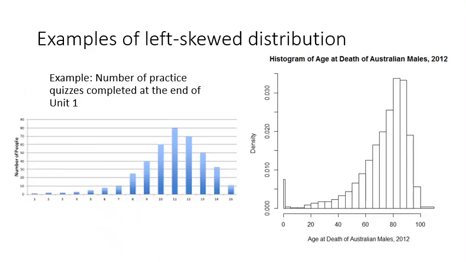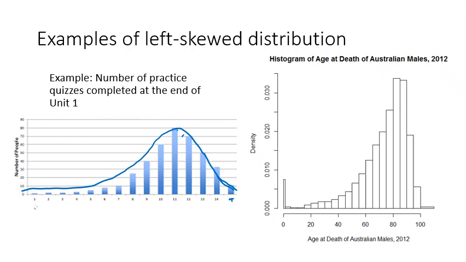A left skewed distribution is one that goes in the opposite direction. And in this case, my example is the number of practice quizzes completed at the end of Unit 1. So let's imagine that this is our distribution. We have some who maybe only completed 1 or 0, but most students completed a lot of them, and a few students completed all of them.